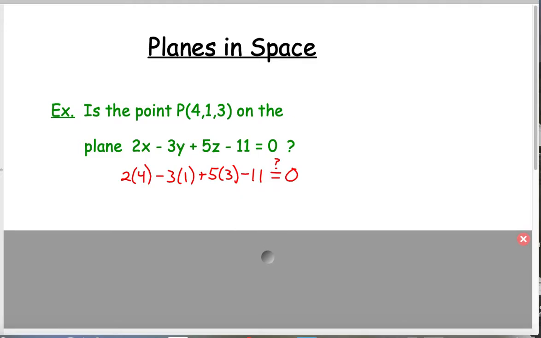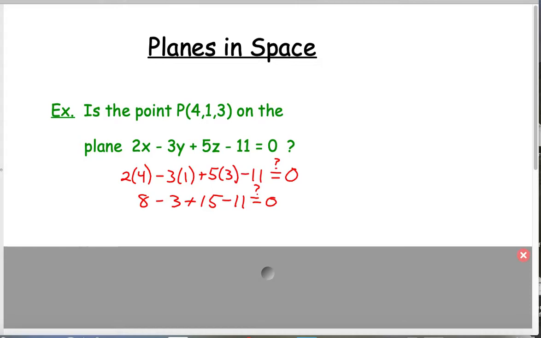So we got 8 minus 3 plus 15 minus 11. And 8 minus 3 is 5, that's 20, that's 9. That definitely does not equal 0. So no, we know that that point, P (4, 1, 3), is not on this plane.